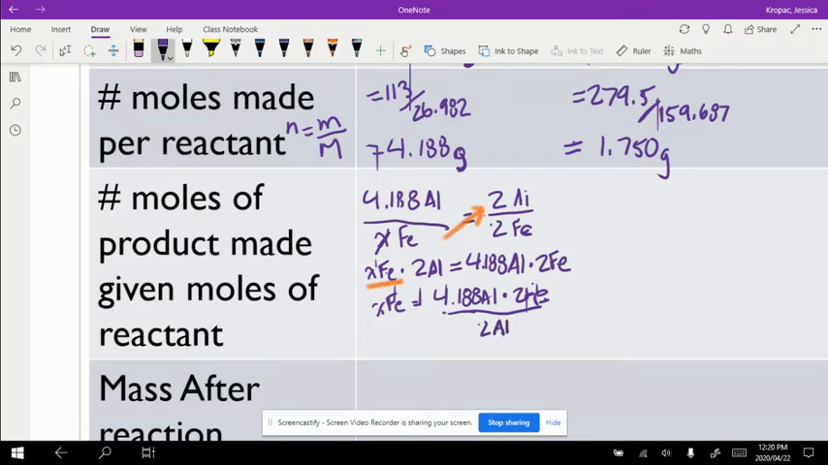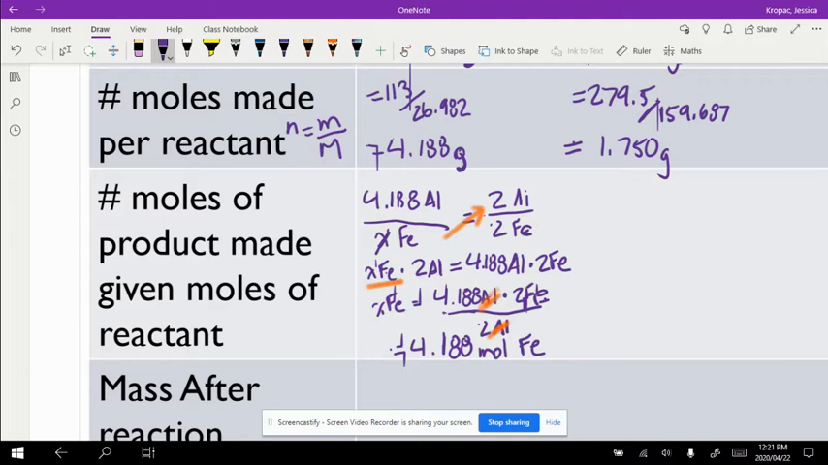All right, so I've got 4.188 mol Al times 2 Fe, all divided by 2 Al. If I've done this right, the Al is going to cancel out, this Al is going to be canceling out, and I'm going to be left with just Fe. So I want to take 4.188 times 2 divided by 2, punch it into my calculator, and I'm going to find that the number I get is 4.188 moles of Fe.